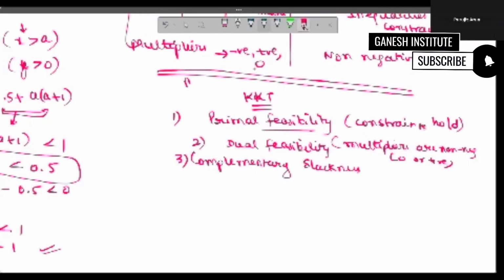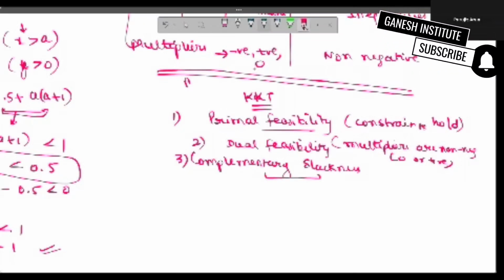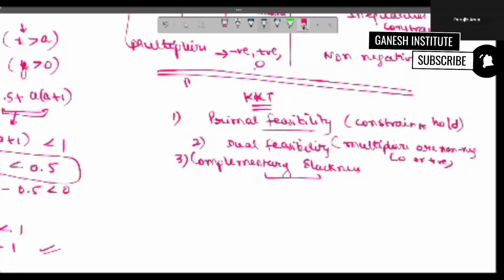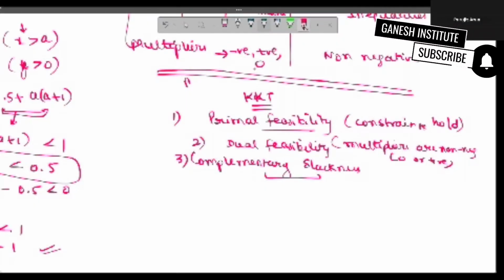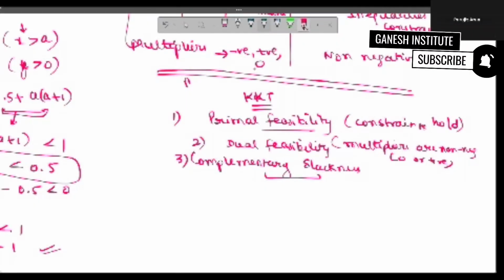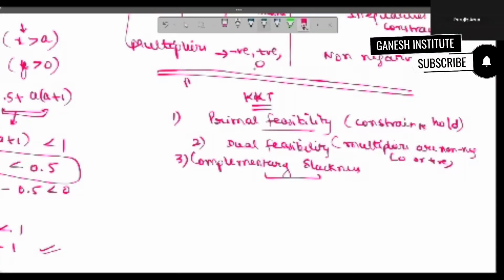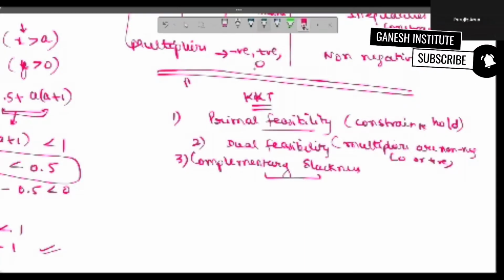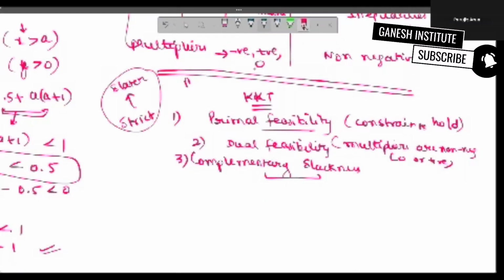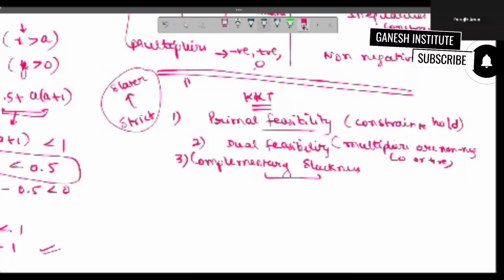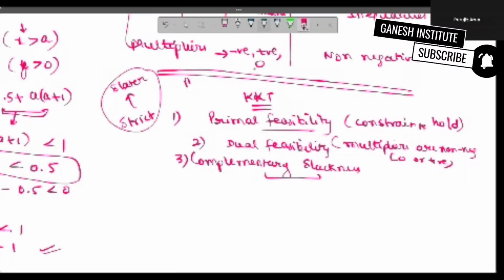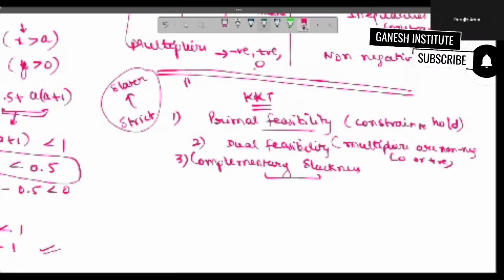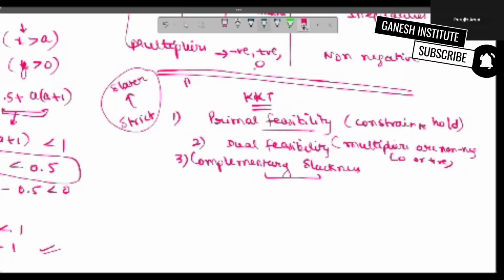So what is that? Slackness has the word slack. Slack is inequality, not strict. Strict is Slater, and slack is non-strict. So it has the equal to sign also, right? Yeah, the equal sign is also there.